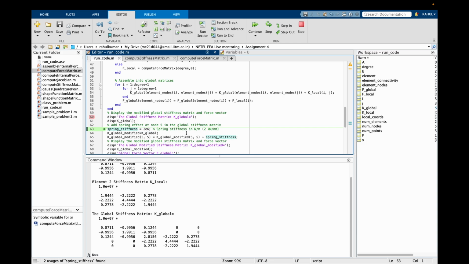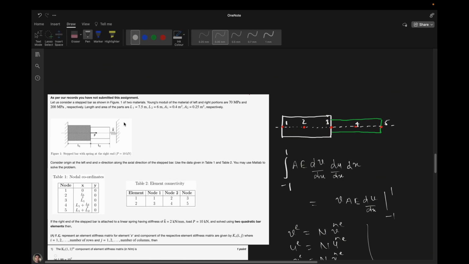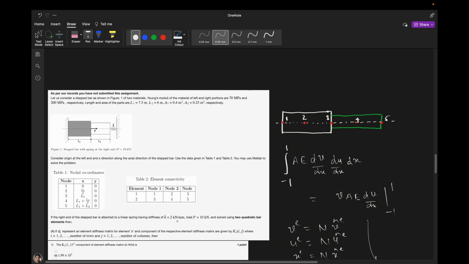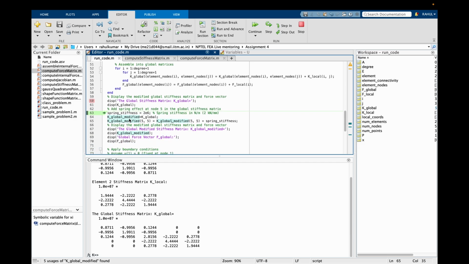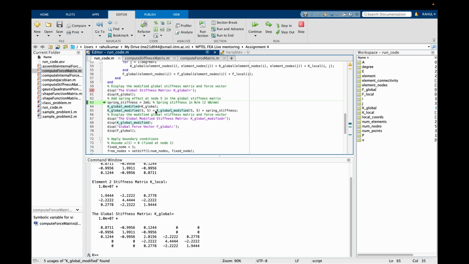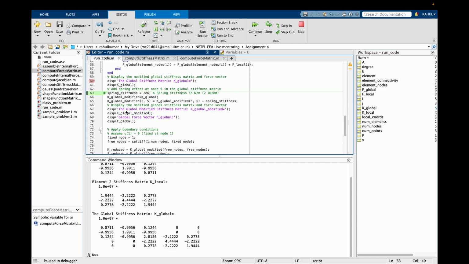Here we need to be very careful that till now we have not added the effect of the spring. Now if we run here, the effect of the spring comes into the picture. What is the spring constant? We will see what the spring constant is. Yeah, 2 kilonewton per millimeter, which means it will be 2 times 10 raised to the power 6. Now I will modify the global stiffness matrix. First, I have stored this value in this, then I will add to element index 5 the spring stiffness, and this will be stored in the global modified matrix.